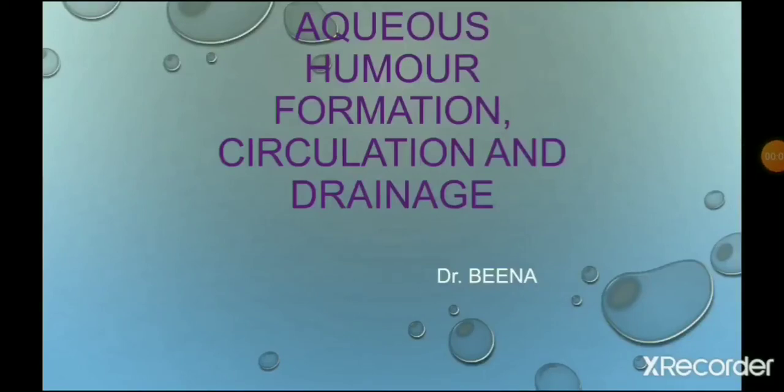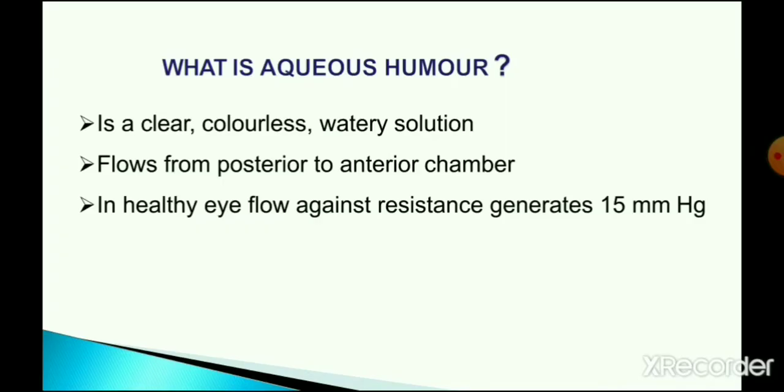Today's topic of discussion is aqueous humor formation, circulation and the drainage. What is aqueous humor? It is a clear, colorless, watery solution that flows from the posterior to anterior chamber and, in a healthy eye, flow against the resistance generates a pressure of about 15 millimeters of mercury. So it is a clear colorless watery solution, and it flows from the posterior chamber to the anterior chamber.